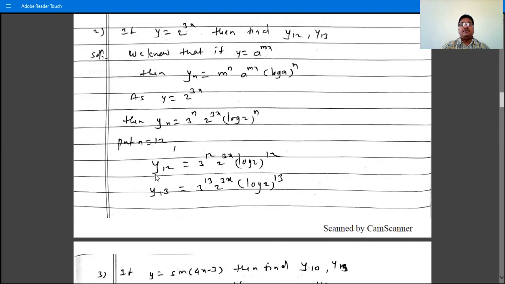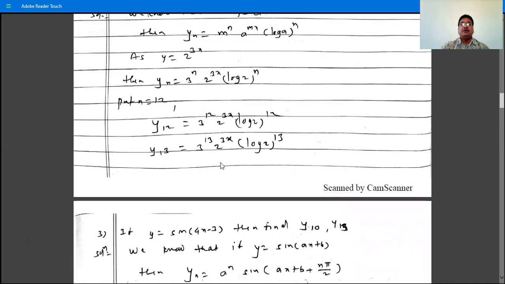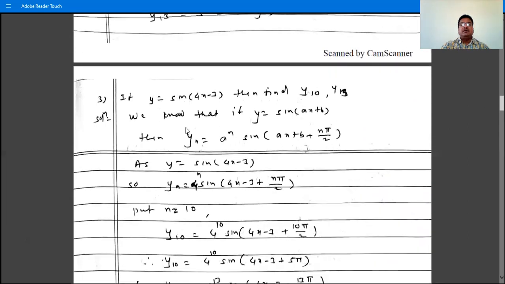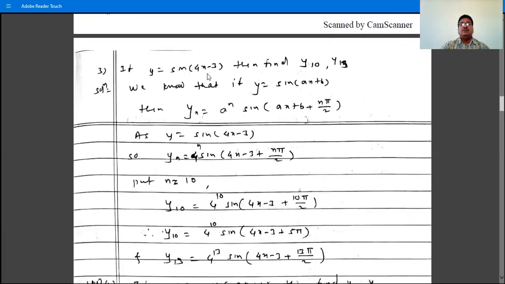And so y12 is what? Substitute n as 12. So y12 is 3 raised to 12, 2 raised to 3x, log 2 bracket raised to 12. Similarly, we have to find y13. Then y13, substitute n as 13, is 3 raised to 13, 2 raised to 3x, log 2 bracket raised to 13.